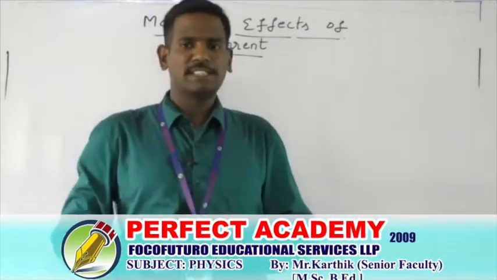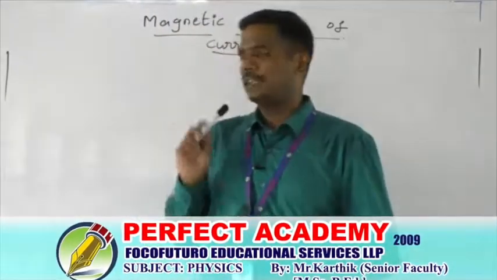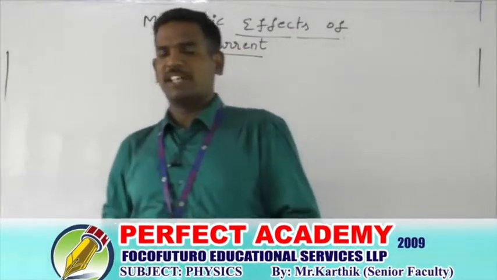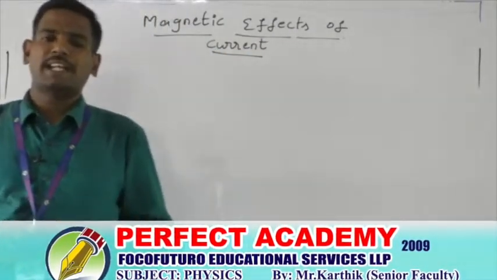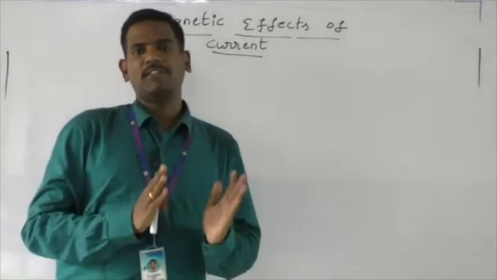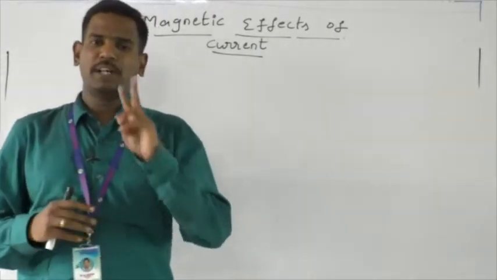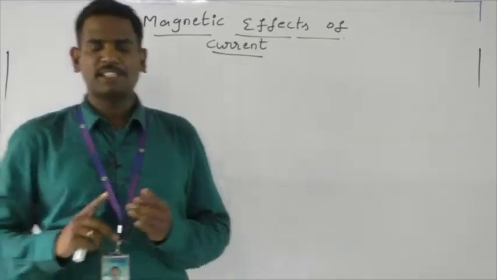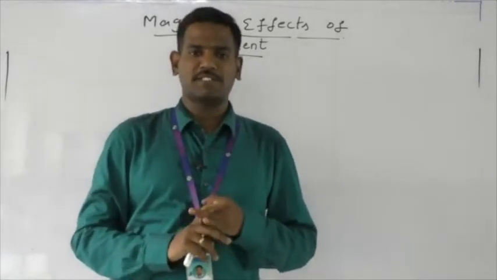So today we are going to discuss some important aspects of the magnetic effects of current. First of all, let us know how to find out the magnetic field intensity due to any configuration. And for finding the magnetic field intensity, we have two important tools. One is Ampere circuit law, another one is Biot-Savart law.